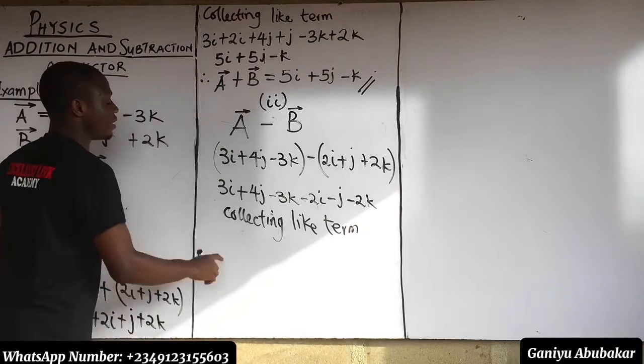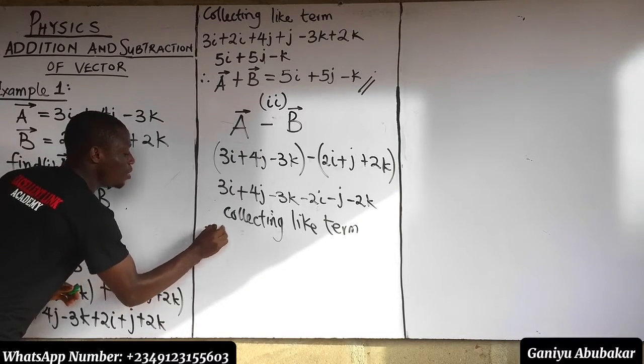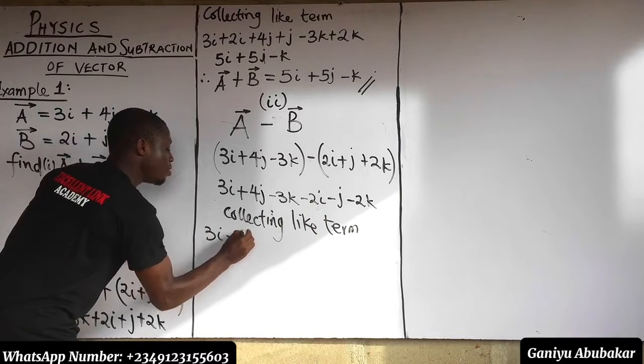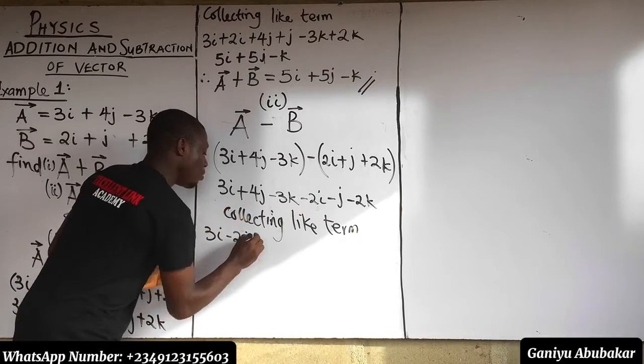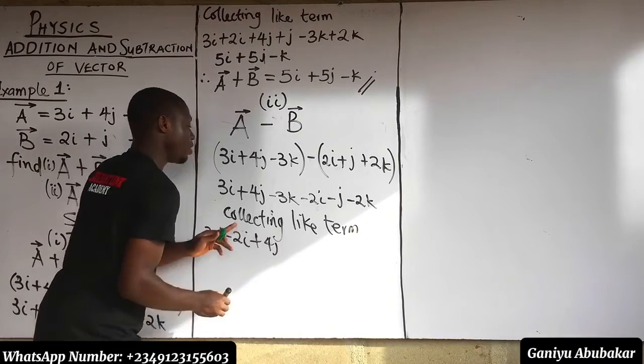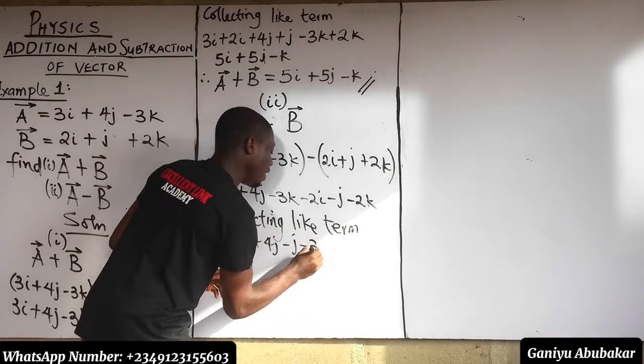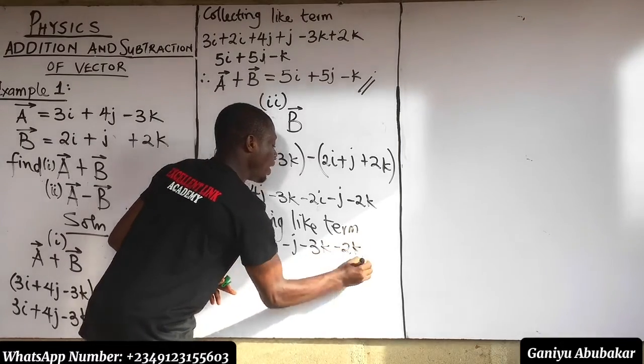So what's my next task here? I have 3i plus, minus 2i. Next up, move to j: 4j plus, minus j. This is minus 3k minus 2k.